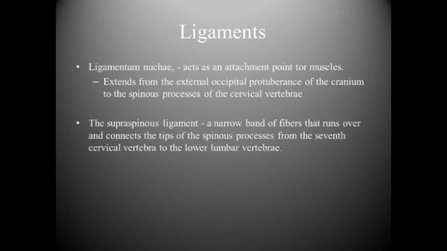The ligamentum nuchae acts as an attachment point for muscles. It extends from the external occipital protuberance of the cranium to the spinous processes of the cervical vertebrae. The supraspinous ligament is a narrow band of fibers that runs over and connects the tips of the spinous processes from the 7th cervical vertebra to the lower lumbar vertebrae. So it runs from C7 to the lower lumbar vertebrae, which we take to mean very low.